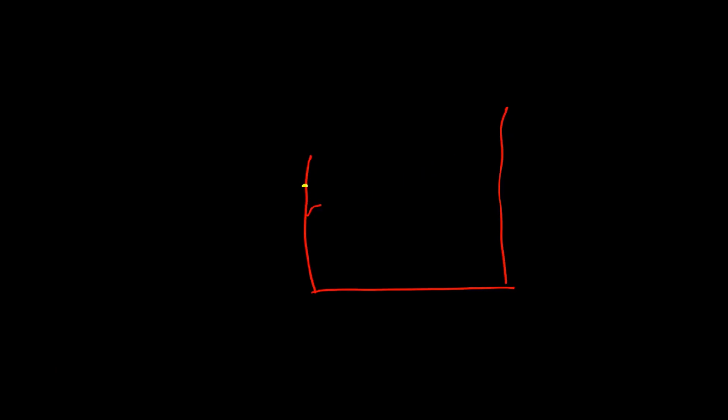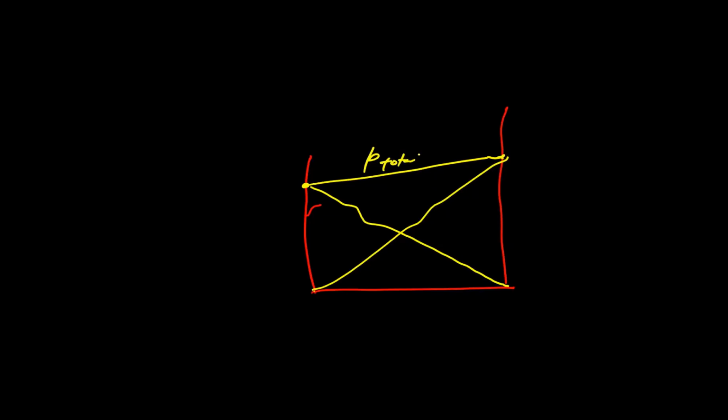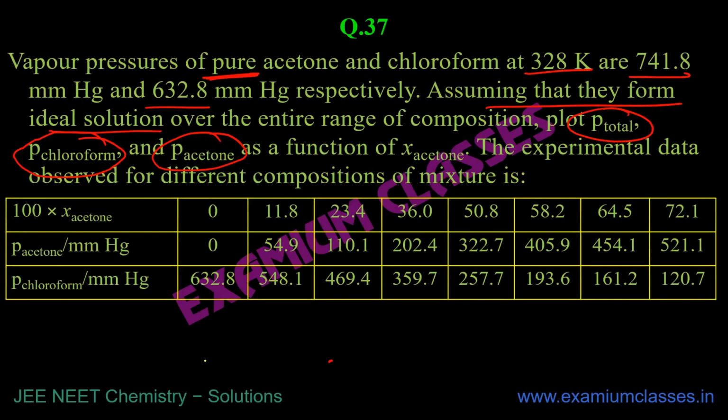I would say first, say P1 is like this. If P2 is like this, then P total was like this. So this was P total, this was say P1, this was say P2. You are able to recall that. So this question is asking to draw that graph. P1, P2, and then the sum of those two will be P total. This graph is required with these values.